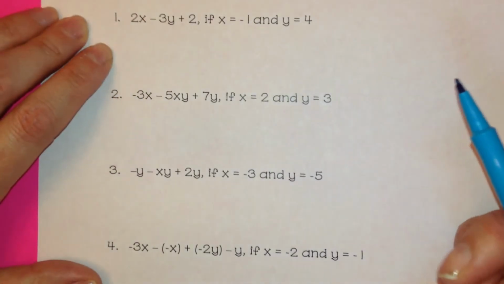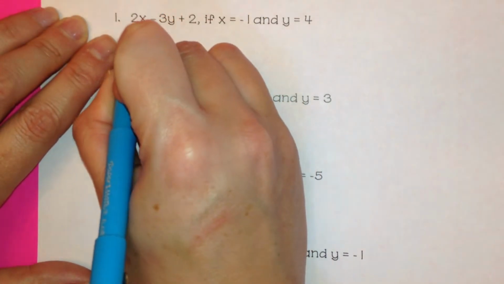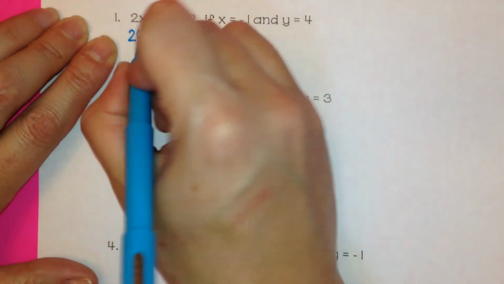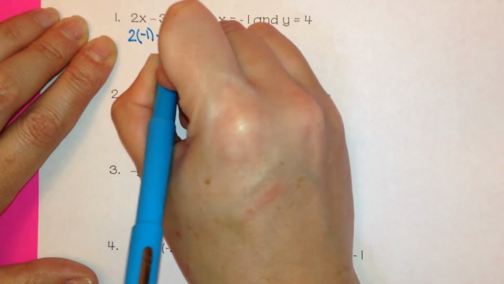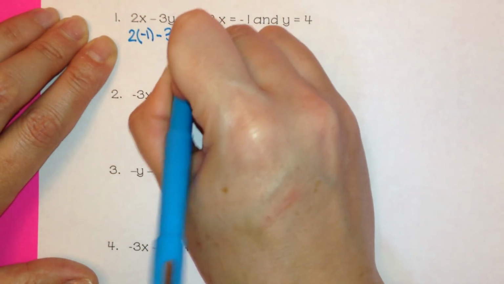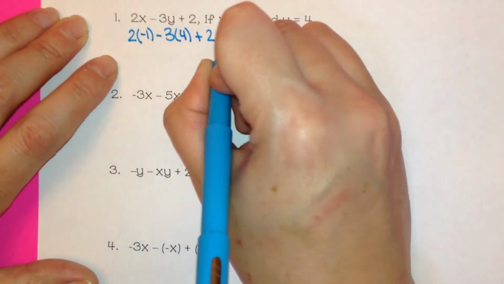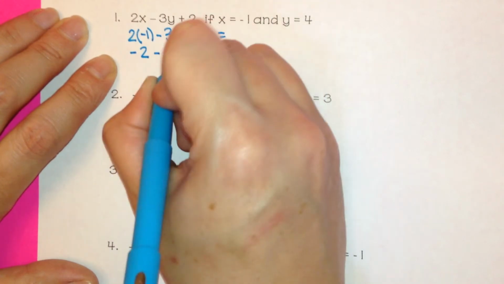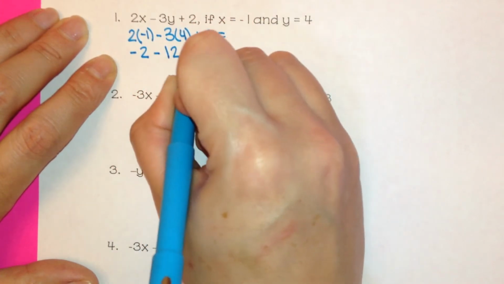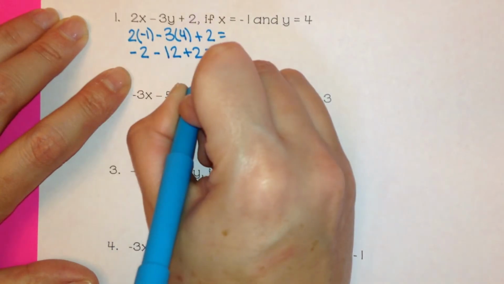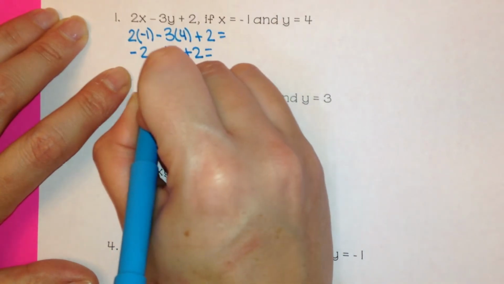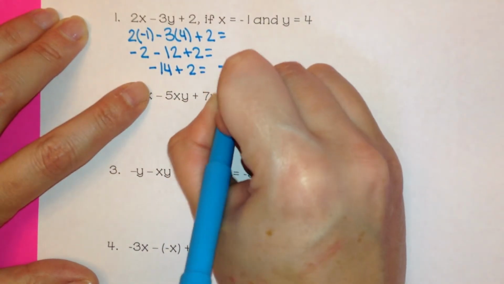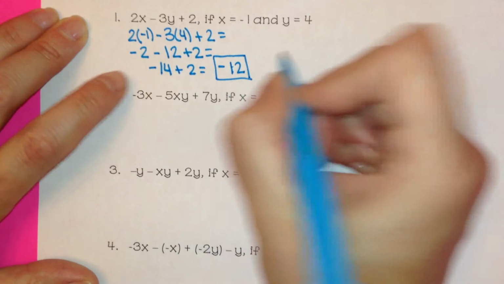All right, so for the first one, we have 2 times the x value, which is negative 1, minus 3 times my y value, which is 4. Bring down the plus 2. Now I'm going to multiply. 2 times negative 1 is negative 2, minus 3 times 4 is 12, plus 2. Simplify left to right. Negative 2 minus 12 is negative 14, plus 2 leaves me with negative 12.